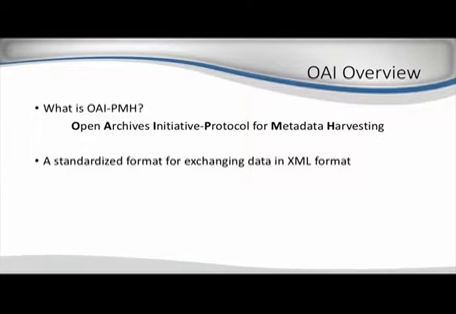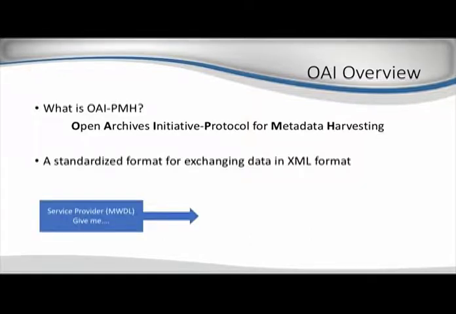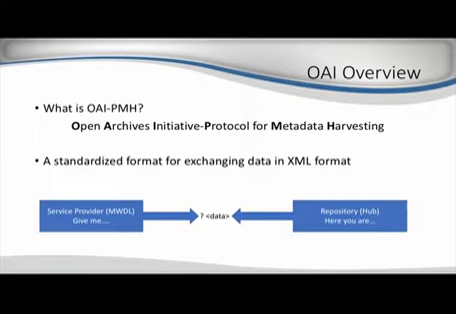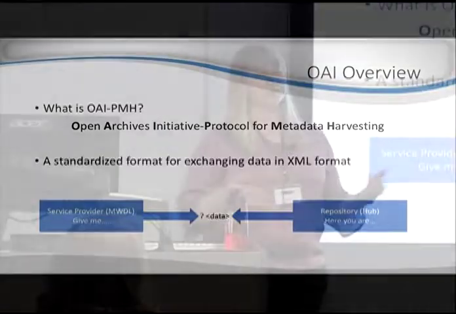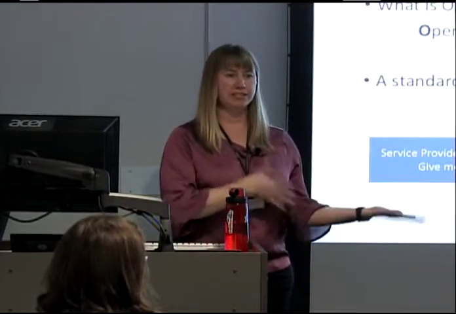A service provider, in our case Mountain West, says, give me data. And the repository, so all of your repositories, know how to respond to that query and say, here's the data that you want, and it's in a certain format. If you incorrectly format your query, or if there is no data that matches it, the repository will say, I don't know what you want, or there's an error. So it's a pretty black and white situation. You either get your data or you don't.